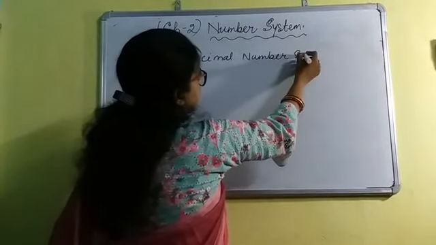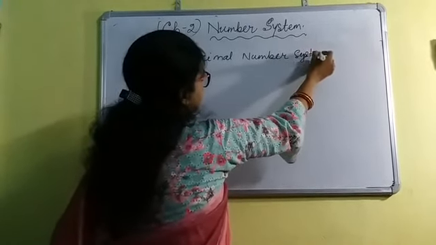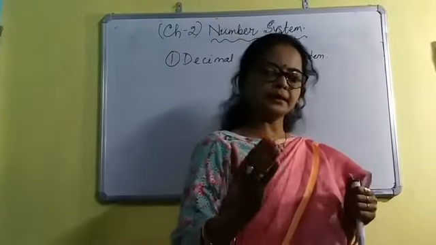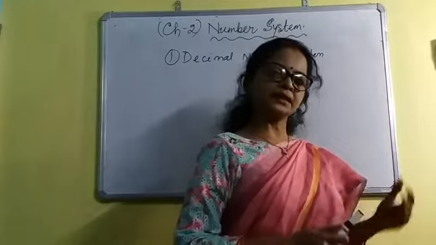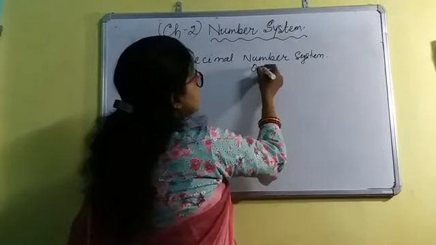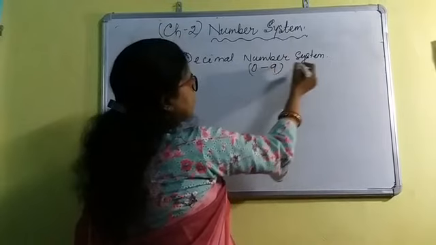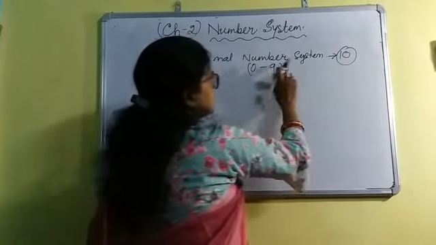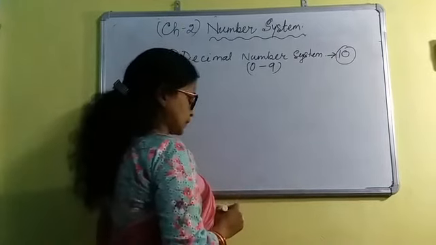And this decimal number system consists of 10 digits and its base is 10. These digits are from 0 to 9 and its base is 10. So this is your decimal number system.